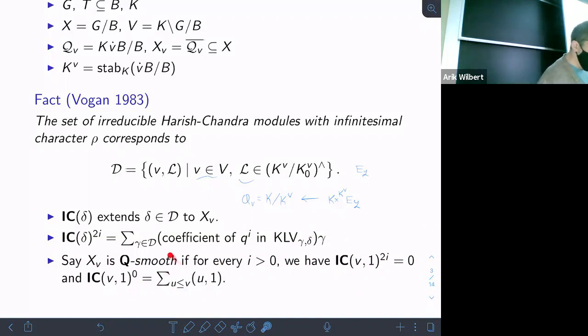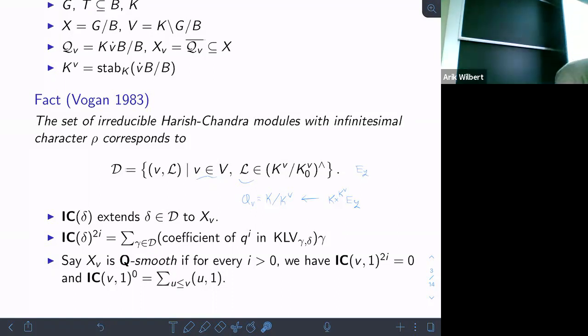Maybe just a comment, I'll say Q-smooth instead of rationally smooth, because there are examples of closures of K-orbits that are singular with rational singularities, but rationally smooth. So I'm going to distinguish between rational singularities and Q-smooth.